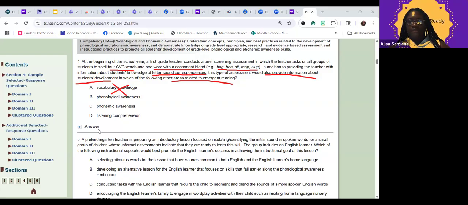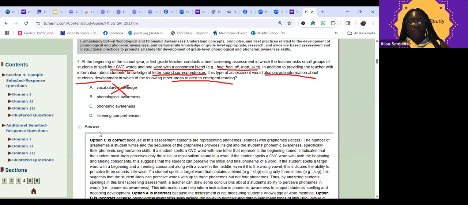All right, most of us said phonemic awareness. Phonemic awareness is correct, right? So when we start talking about spelling, students are connecting the phonemes, which are sounds, with the graphemes, which are letters.